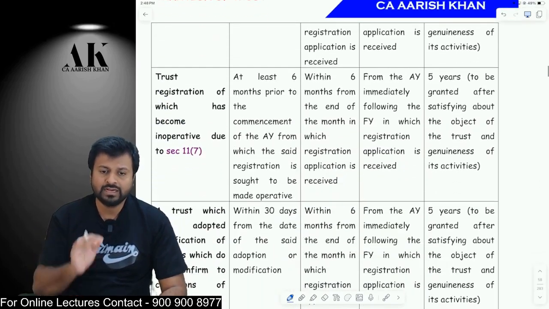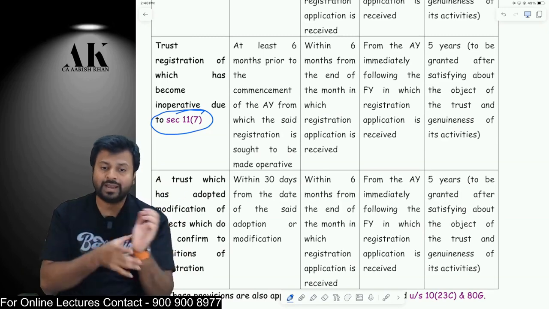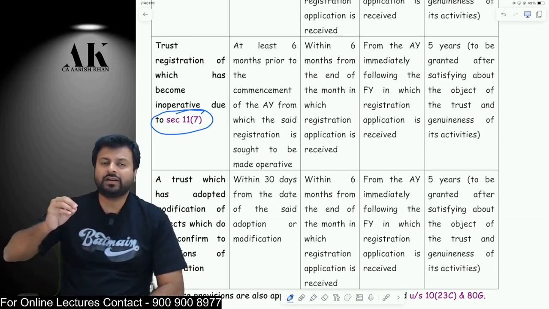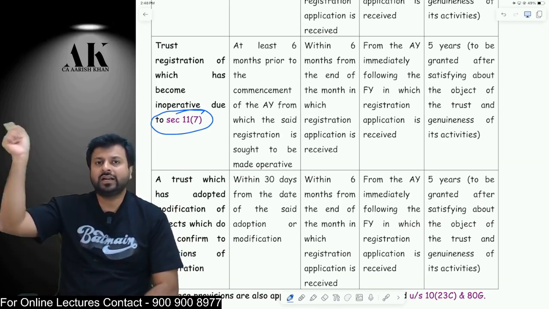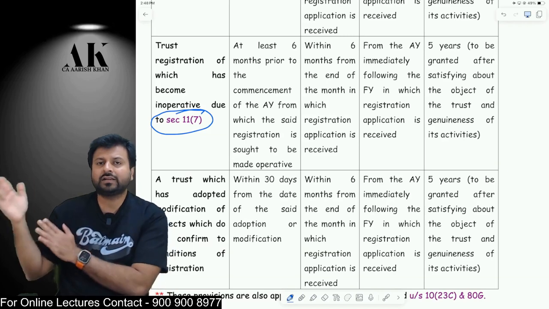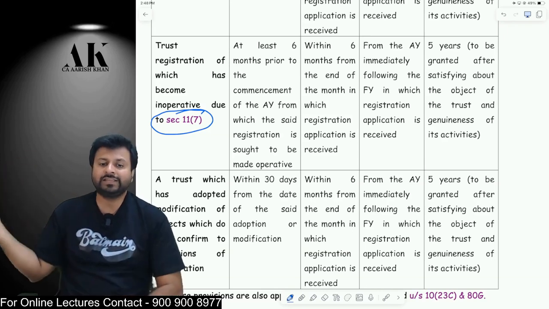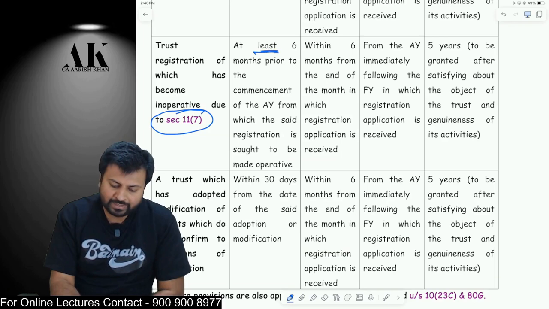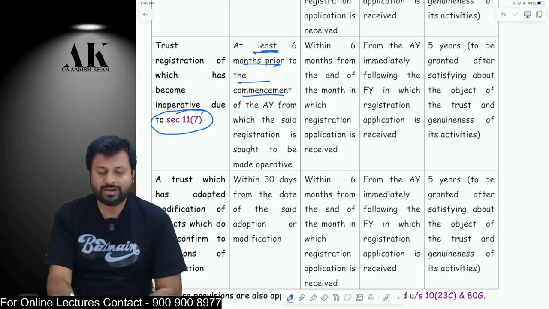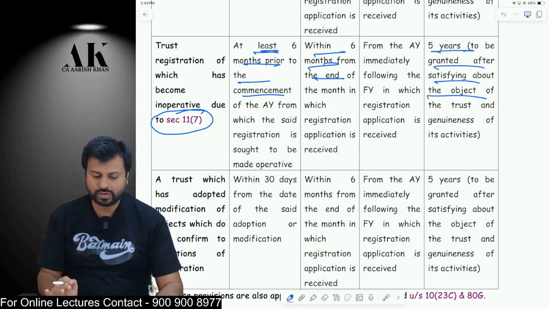Okay, no harm in that. What about the trust which got inoperative under 11.7? Now they want to come back. Remember, just now I have told you, if a trust gets inoperative under 11.7, it means initially the trust was enjoying under 12AB, then the trust got registered under 10(23C), etc. Now the trust is leaving 10(23C) and again coming back to 12AB. They can make an application at least 6 months prior to the commencement of the AY. Then within 6 months they will get the registration, and they will get the registration for 5 years. Okay, no worry about it.